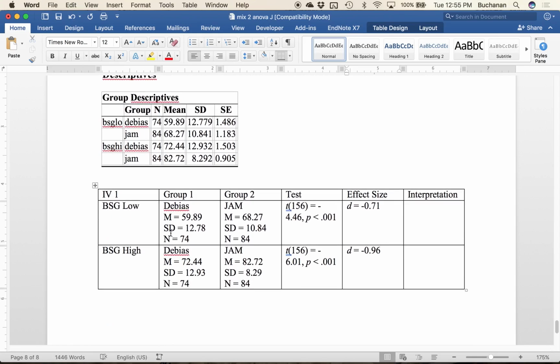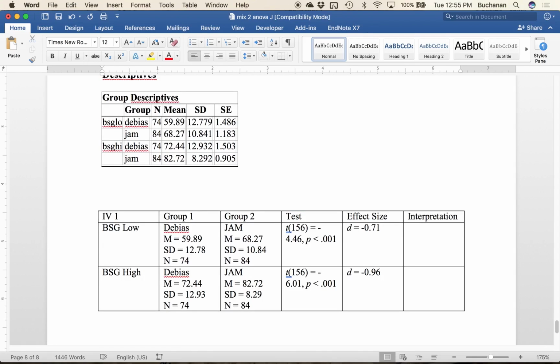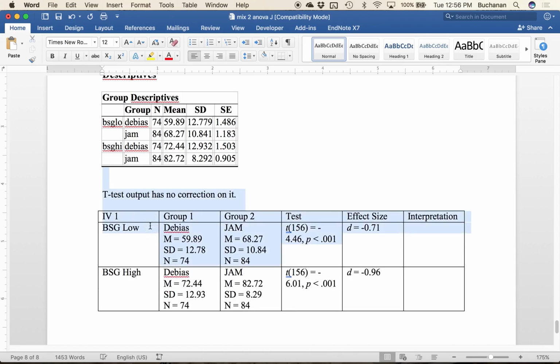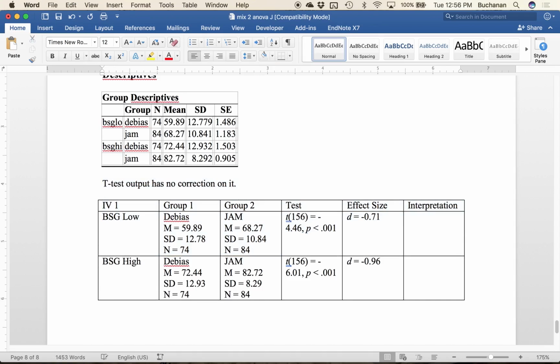Now, how would I interpret these? Well, remember that this has no correction. So your t-test output has no correction on it. And so what would I do if I wanted to correct? Well, the easiest thing to do is to do a Bonferroni test in this particular scenario, because that is a correction on alpha instead of being a correction on P. Okay. So I could do a Bonferroni correction.